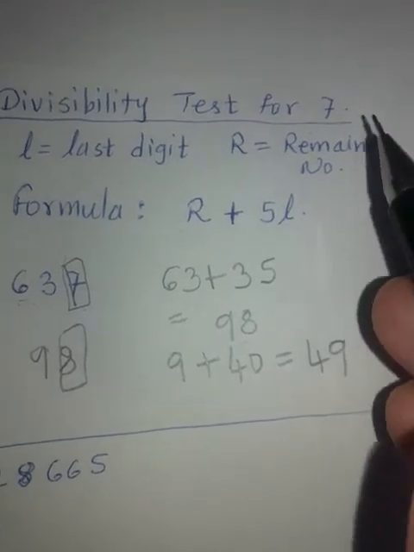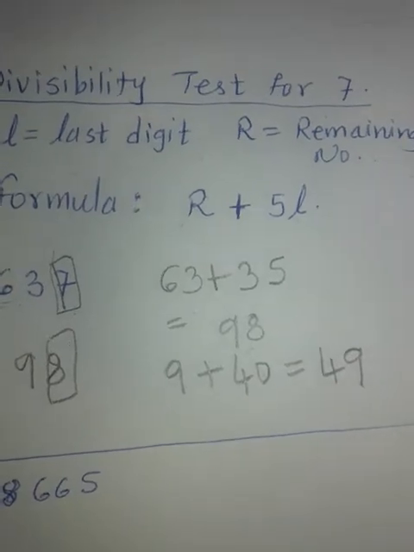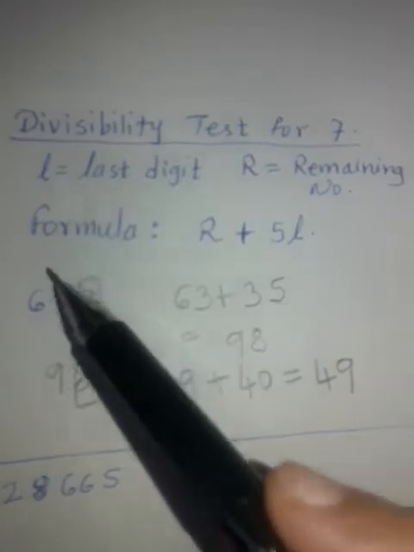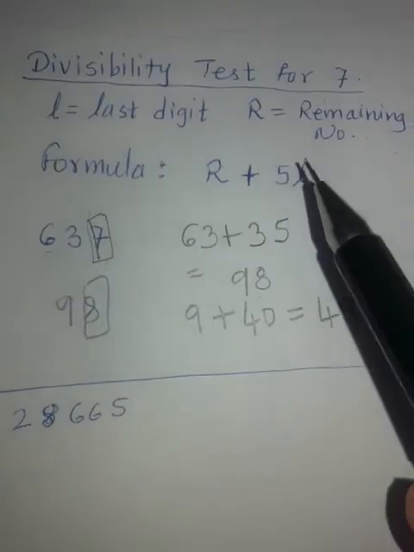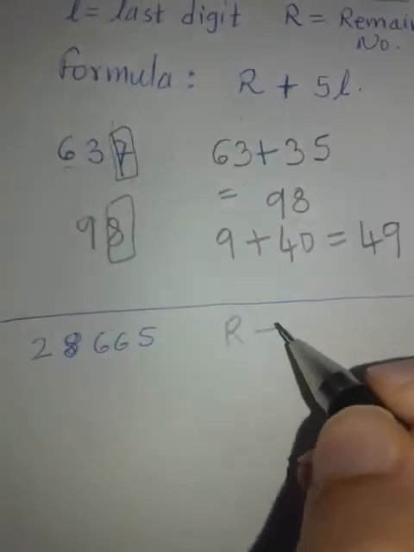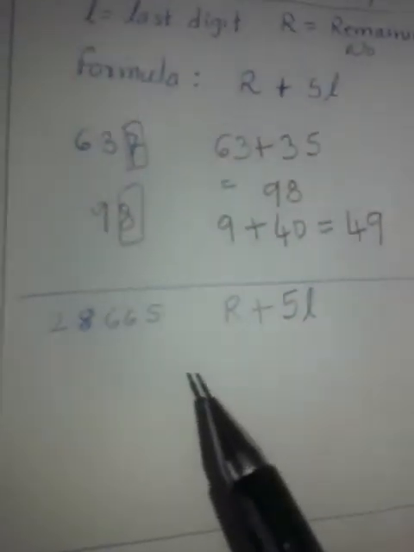Is 49 divisible by 7? Yeah, I'm sure everybody knows 7 7s are 49. So 49 is divisible by 7. That means 637 is divisible by 7. Just remember the formula R plus 5L. I'm going to write it here again. R plus 5L. This is the formula for 7.